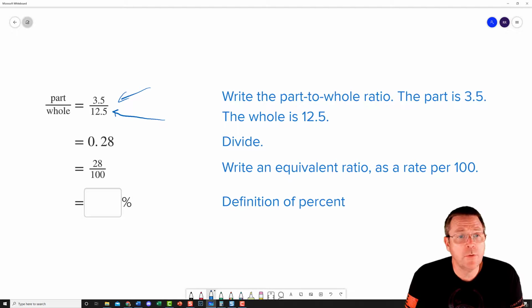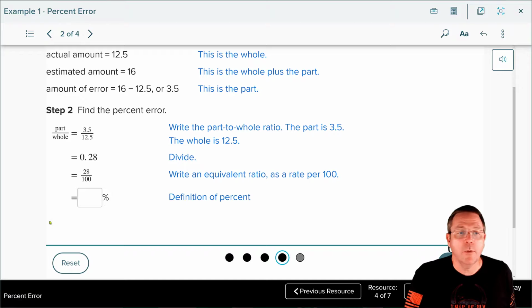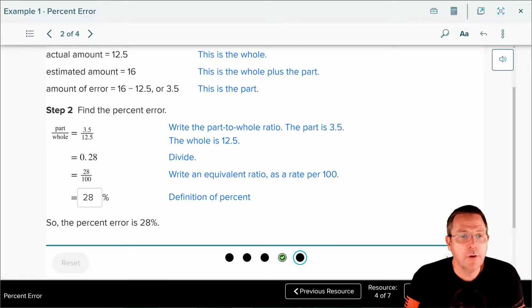Once again, just read the word: 0 and 28 hundredths, 28 hundredths. And that means what do you have here? You're going to have 28%. So we'll go back to our problem, type in our 28 here, and check that. And now we can see what the percent error was. The percent error was a 28% error.